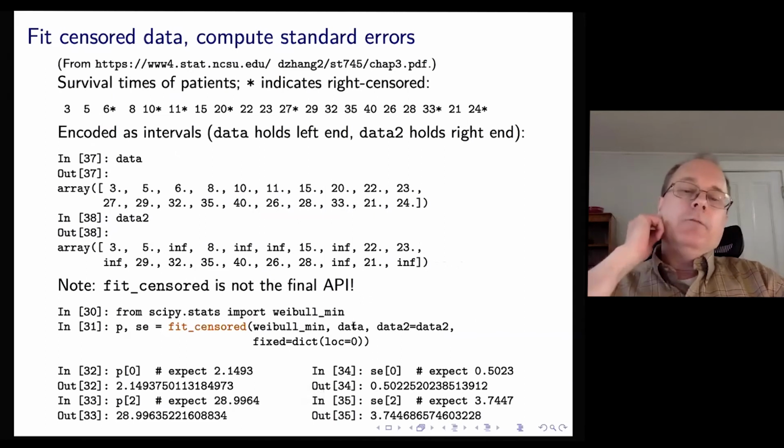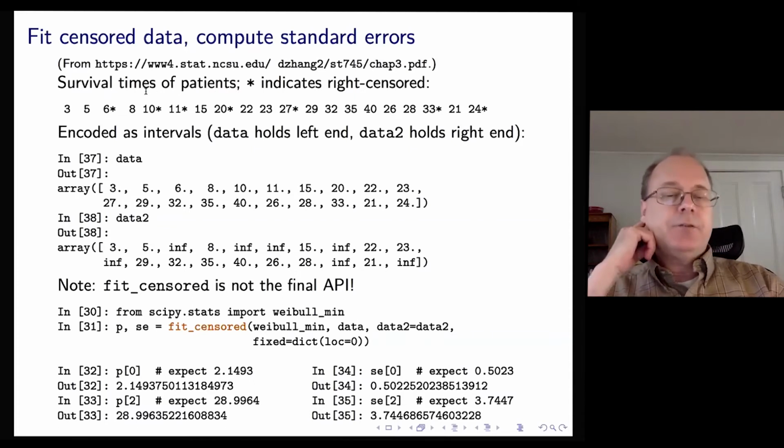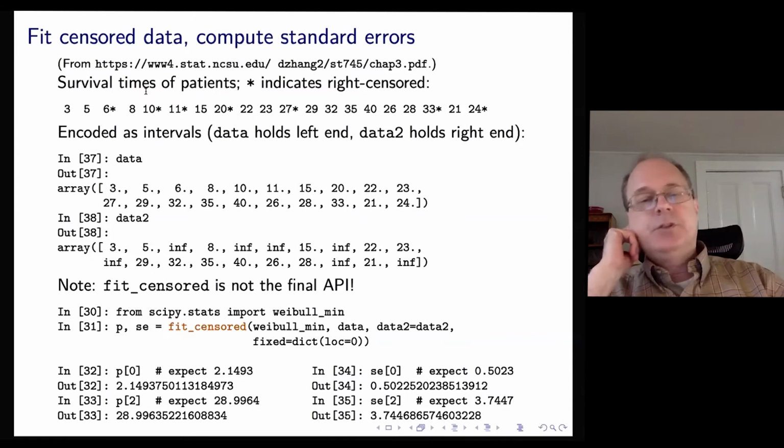Here's an example. This is work in progress and this stuff is not in SciPy, but it will be worked on very soon to get into SciPy, and it is part of the CZI work. Here's an example where I've got some data. This is from a paper, just an example I found online, of fitting censored data. Here I'm going to use the Weibull distribution.